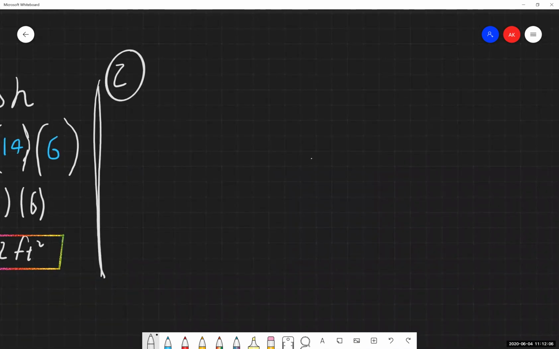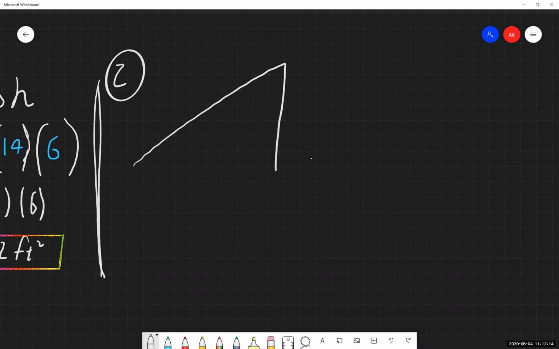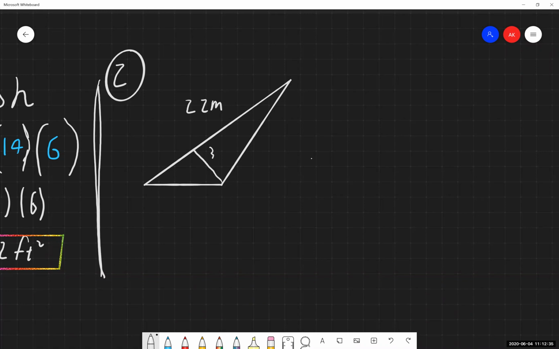And let's see if it's going to help me out with this one at all. Kind of. My goodness, I can't even draw this thing. There we go. And then we're given that this distance here is 3. And this distance here is 22.